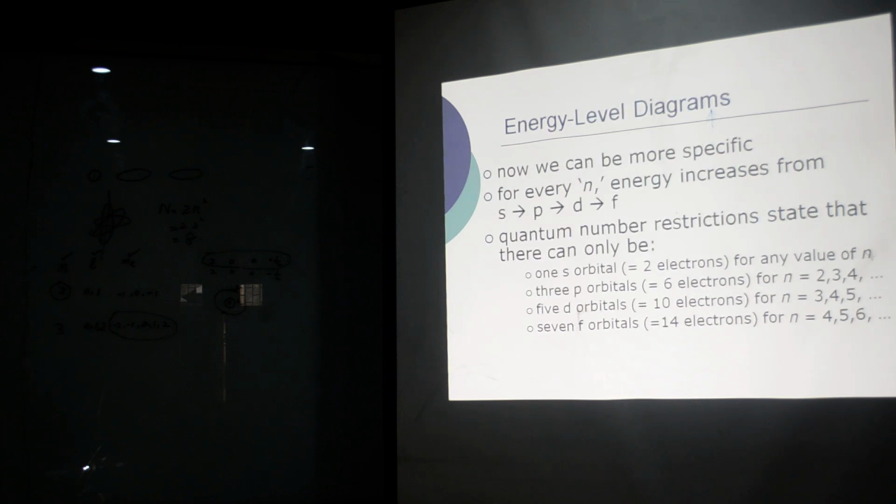And this is your energy level. 1 s orbital, 2 electrons; 3 p orbitals, 6 electrons; 5 d orbitals, 10 electrons; and 7 f orbitals, 14 electrons. So every orbital contains 2 electrons. You can see here 1 orbital with 2 electrons, 3 orbitals with 6 electrons, 5 orbitals with 10 electrons, 7 orbitals with 14 electrons.